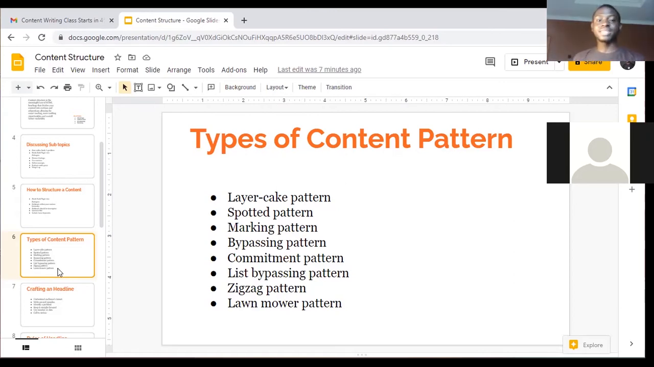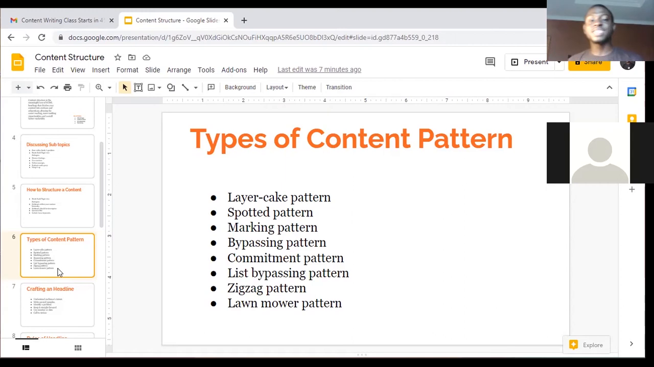Then we have bypassing. I know we all know the communication definition of bypassing, when the receiver does not decode the message as encoded by the sender, right? But in content writing, it's different. Bypassing is a pattern whereby your reader misinterprets your content, right? That means your content is not adequately presented.